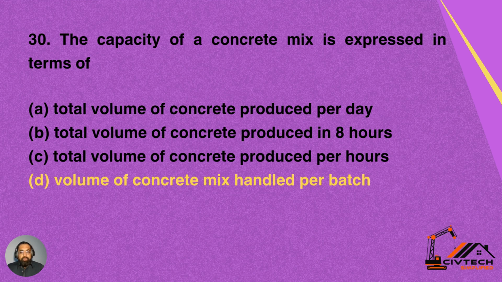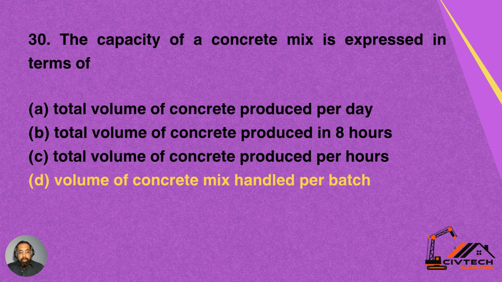Question 30. The capacity of a concrete mix is expressed in terms of option A total volume of concrete produced per day, B total volume of concrete produced in 8 hours, C total volume of concrete produced per hour, D volume of concrete mix handled per batch. So the capacity of concrete mix is expressed in batches. So option D is volume of concrete mix handled per batch.